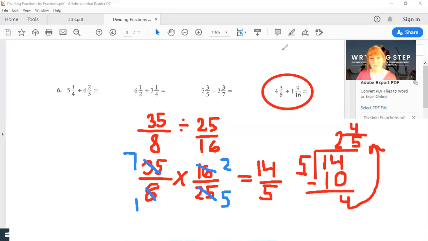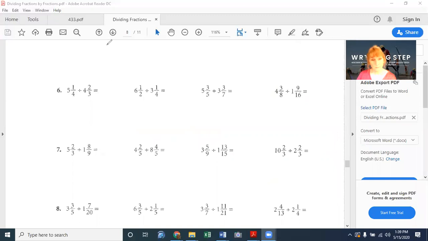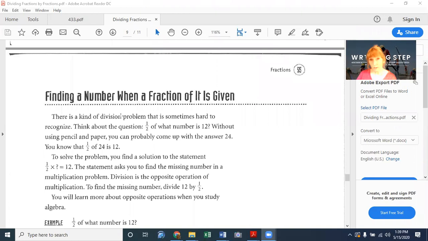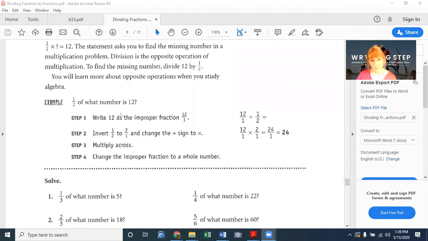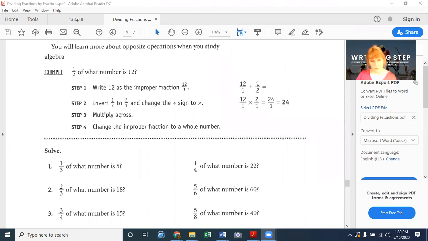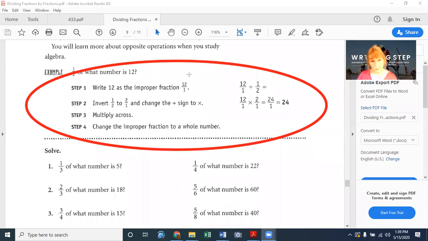Okay, let's clear our drawings. And let's move on, see what's next. Finding a number when a fraction of it is given. Okay, this is slightly different, but not too bad. So if you want to look, for example, right up here for the steps, let's take a look at those for just a moment here and see an example of this right here. So move that a little bit over so it's not blocking our numbers.